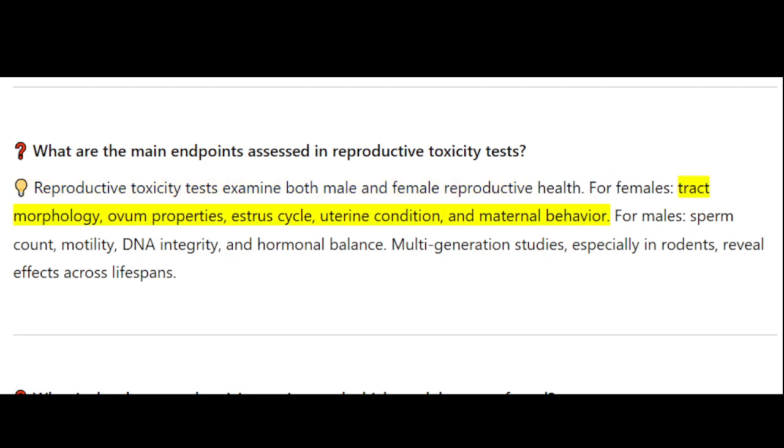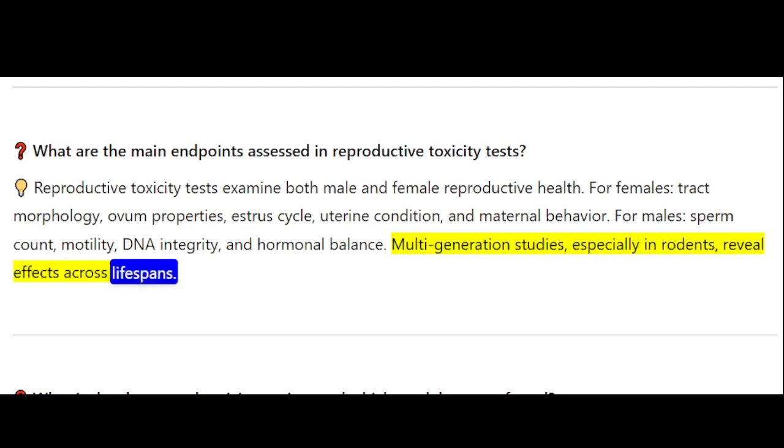For females, tract morphology, ovum properties, estrous cycle, uterine condition, and maternal behavior. For males, sperm count, motility, DNA integrity, and hormonal balance. Multi-generation studies, especially in rodents, reveal effects across lifespans.